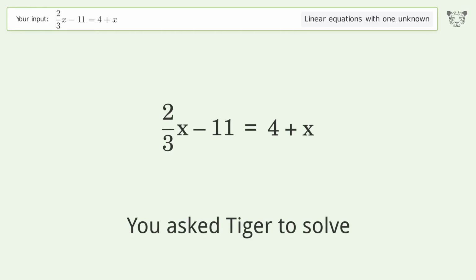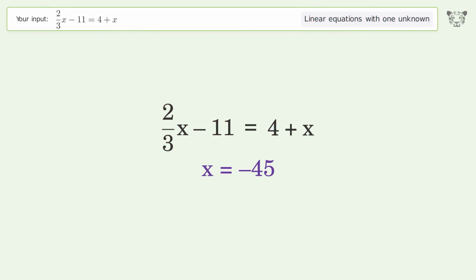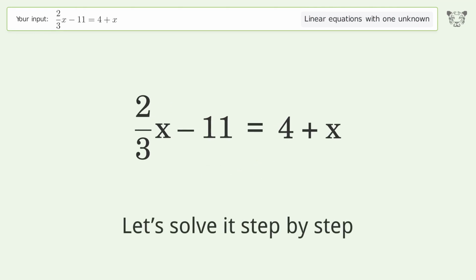You ask Tiger to solve. This deals with linear equations with one unknown. The final result is x equals -45. Let's solve it step by step.